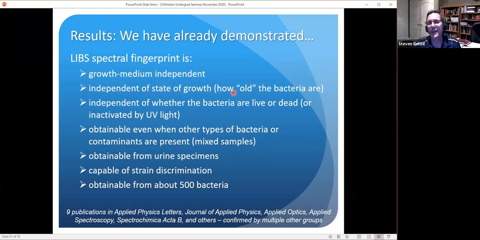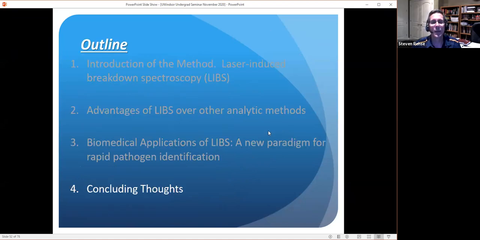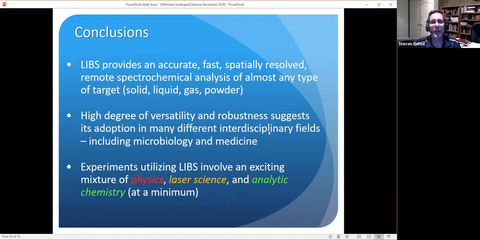We've shown that it's independent of how old the bacteria are, whether it's been inactivated by UV light, capable of being discriminated from strains. I think we can get it from about 500 bacterial cells if we really optimize our system. So there's a lot of pluses, and there's challenges too, but mostly everything works pretty well. So I'm out of time, so let me conclude there.